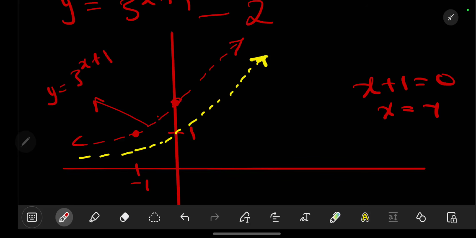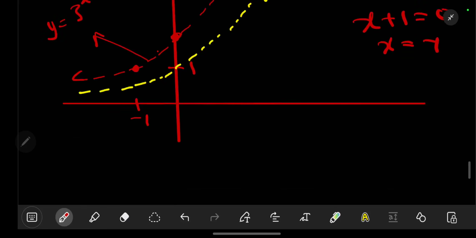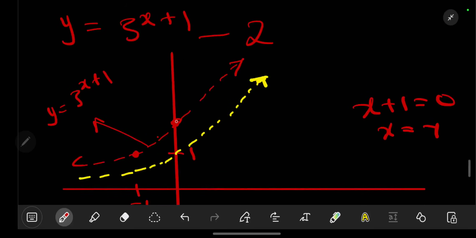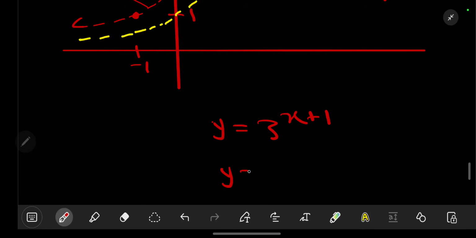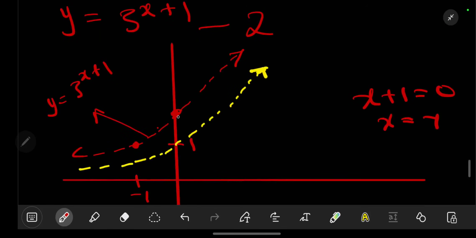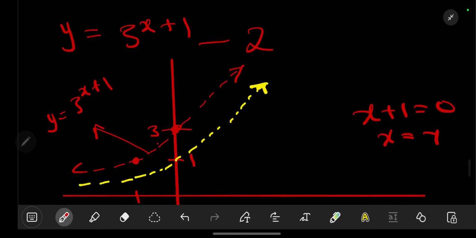But it's important to know the intercept in this case, since you are still translating your graph. So this intercept, you can find it by saying y is equal to 3 to the power x plus 1. At the y-intercept, x is equal to 0, so we have 0 plus 1, which will be y equal to 3 to the power 1, which is basically just 3. So it is passing at positive 3, like that.